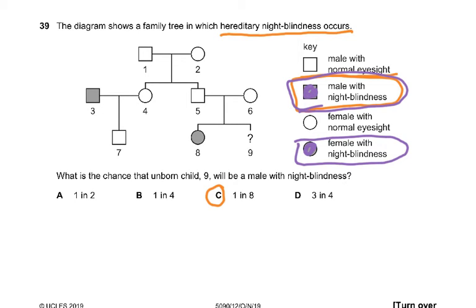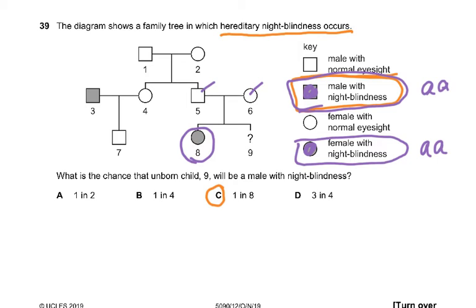Now, how do you do this question? What you have to realize is what is the trait which is dominant and what is the trait which is recessive. How do you figure that out? You figure that out from 5 and 6. 5 and 6 are normal. 8 has got the disease, which is night blindness. Now, what does this tell you? It tells you night blindness is a recessive trait.